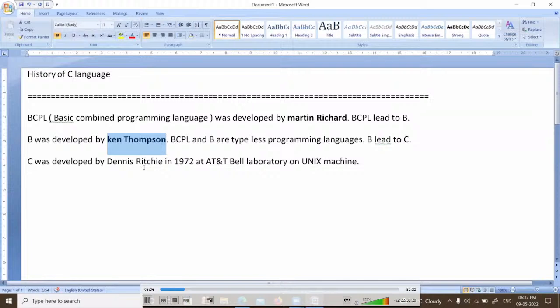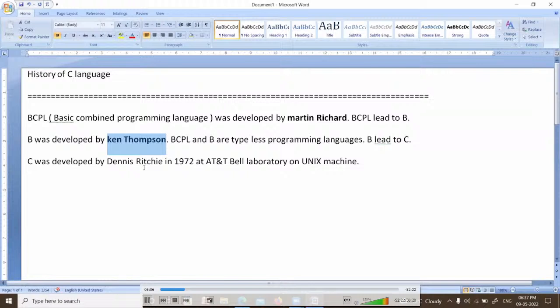So whenever you write hash include stdio.h, what happens? The code inside this header file will be copied into your program. The content of the header goes into our program. So this is about the first statement.